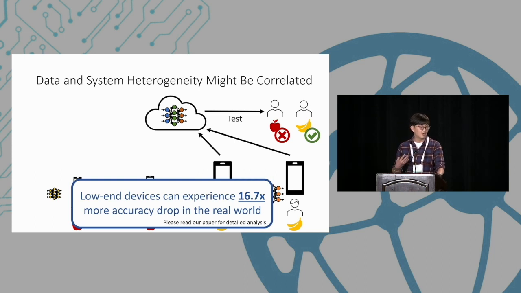Again, is this effect real? With production data, we saw that this fairness effect can happen in real-world data. We applied popular tier-aware optimizations to our real-world data and saw up to 16.7 times more accuracy degradation on lower-end devices compared to higher-end devices. Again, this kind of fairness problem was not observed or reported in any of the prior work to the best of our knowledge, because prior work during their evaluation assumed the data heterogeneity and system heterogeneity did not have any correlation.